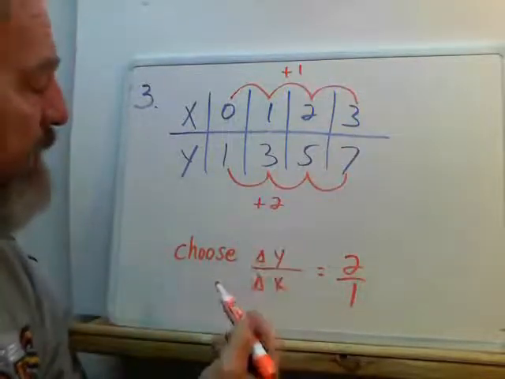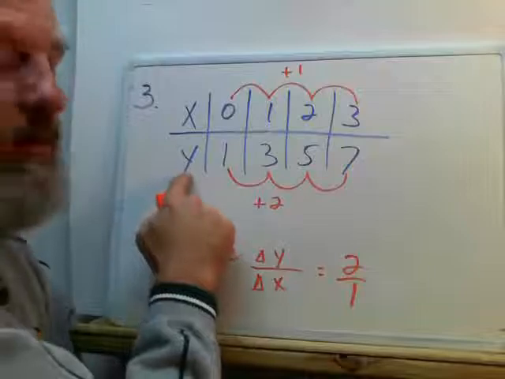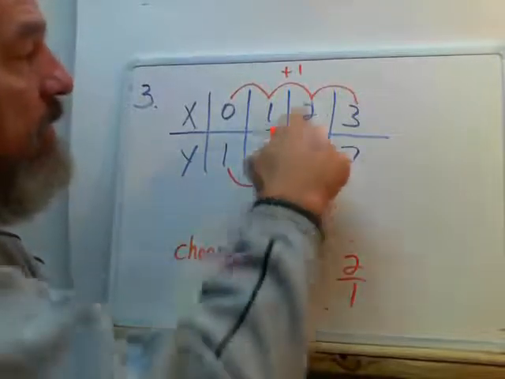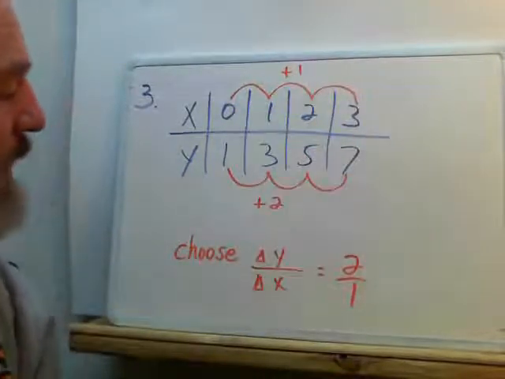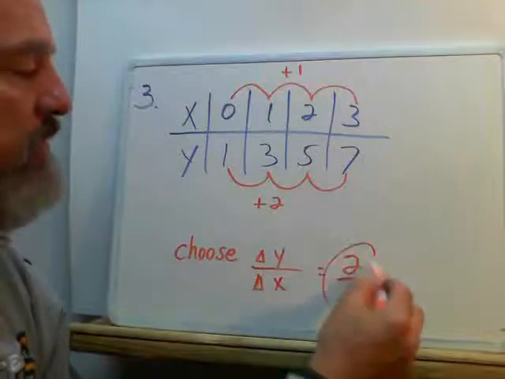Okay. So we have change in y. Remember, the y value is always in the bottom. The change in y is 2. The change in x is 1. And we're done right away. 2 over 1 is our slope.